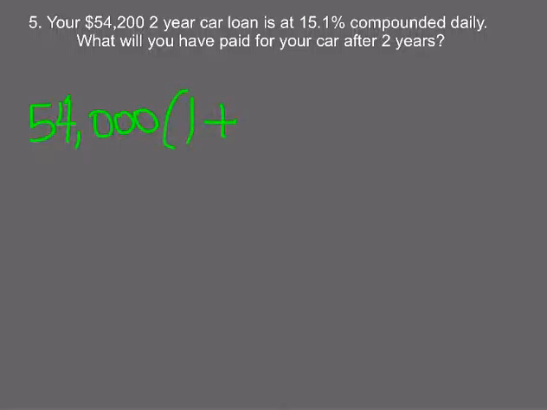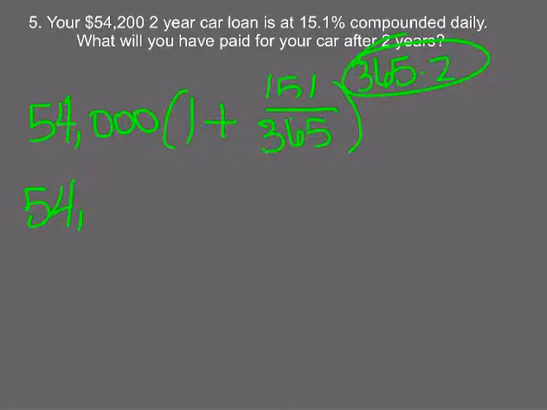So since it's 15.1, that's going to convert to 0.151 as a decimal. Now it's going to be compounded daily. Okay, so we need to divide it by 365, and then we're going to raise it to the 365 times 2, because we're talking about it for 2 years. So I'm going to go ahead and multiply that out.